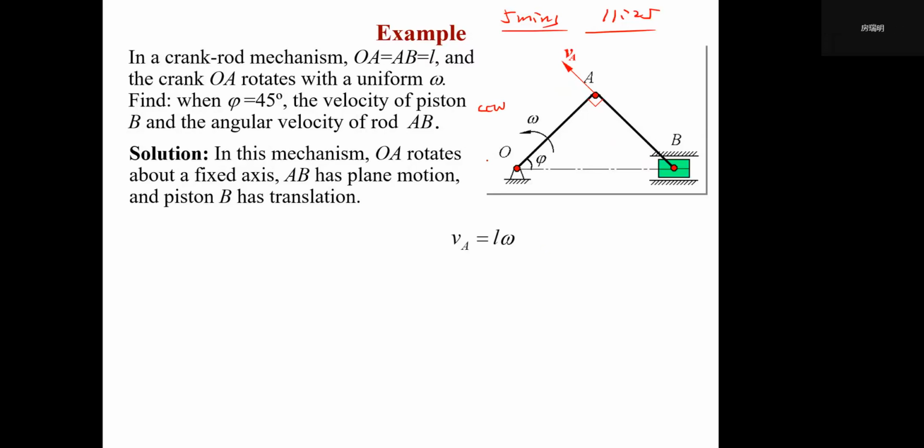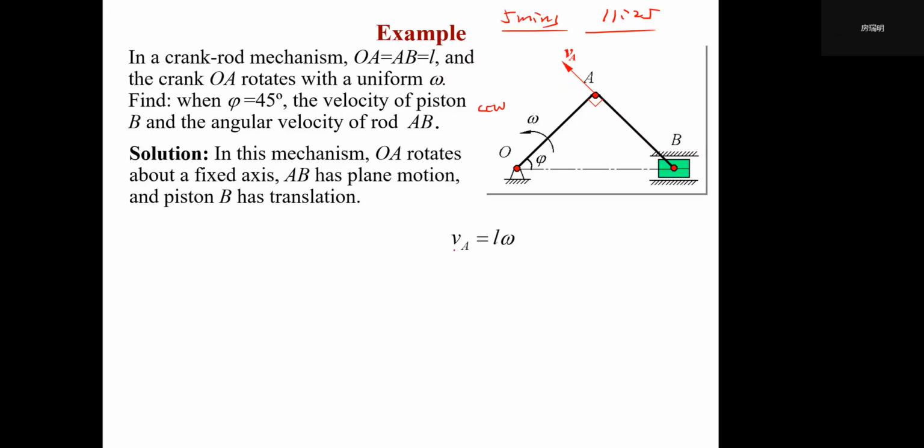Okay, can you guys find the answer? Anyone tell me the velocity of piston B? Okay, that's fine. Let us do this again together, right? So actually, from the condition it tells us, we know OA equals AB equals L, right? And actually, we have crank OA rotating with uniform omega, right?